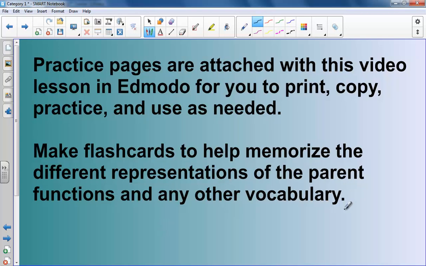Make flashcards, so you've got your index cards that we had earlier in the year, and use those to help drill yourself and memorize any of the vocabulary, and also to memorize your parent functions. Any questions you have over the work, or anything else in this, or just concerns, come talk to me, because I'd be happy to help you with that. And we'll start on category 2 just as quickly as I can.